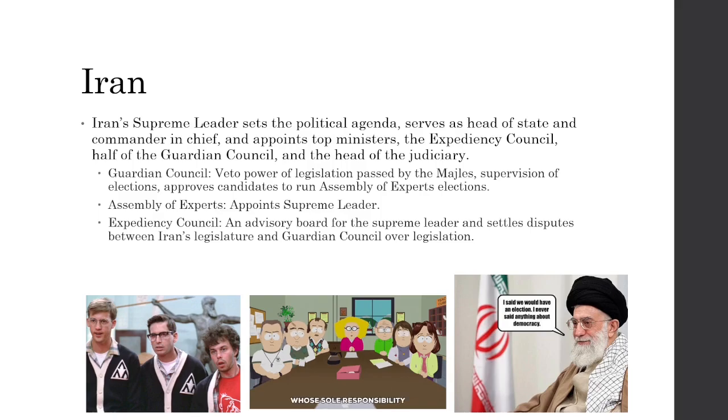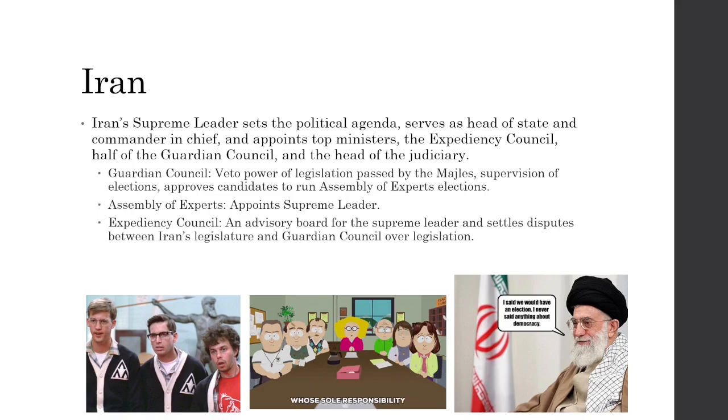And the Guardian Council will be like, no, this isn't Muslim at all. So they're kind of that compromise there. And they all kind of go side by side. Now, I have something kind of interesting to point out here. The supreme leader appoints half of the Guardian Council, who approves candidates to run in the Assembly of Experts, who appoint the supreme leader. It's kind of interesting how that circle's forming here.